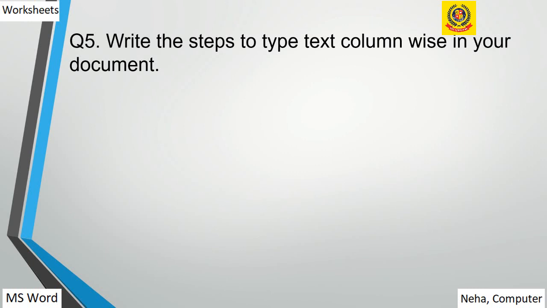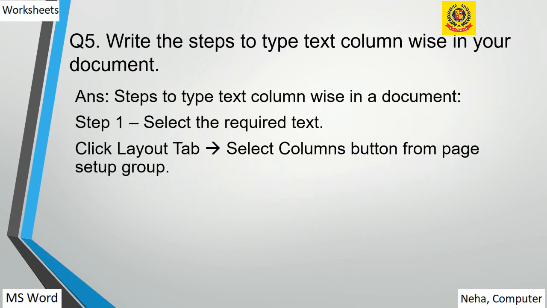Now moving to question number 5. Write the steps to type text column wise in your document. Answer: steps to type text column wise in a document. Step 1, select the required text and then click the Layout tab. Select the Columns button from the Page Setup group. I will repeat. Step 1, select the required text, click Layout tab, select Columns button from Page Setup group.